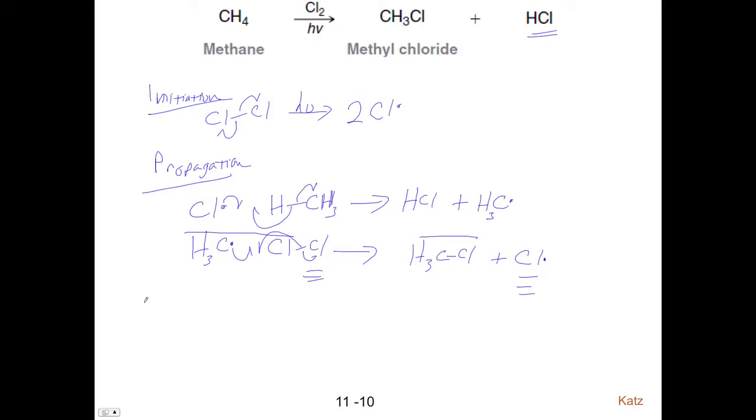Termination step. This is the easy step. Termination means you just terminate this entire reaction. Termination.